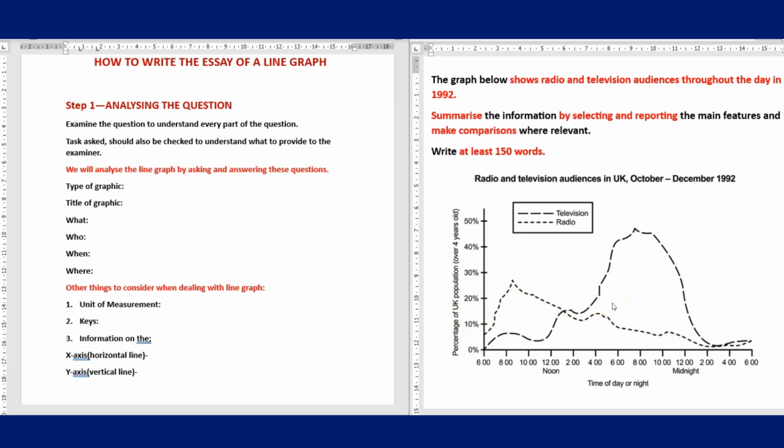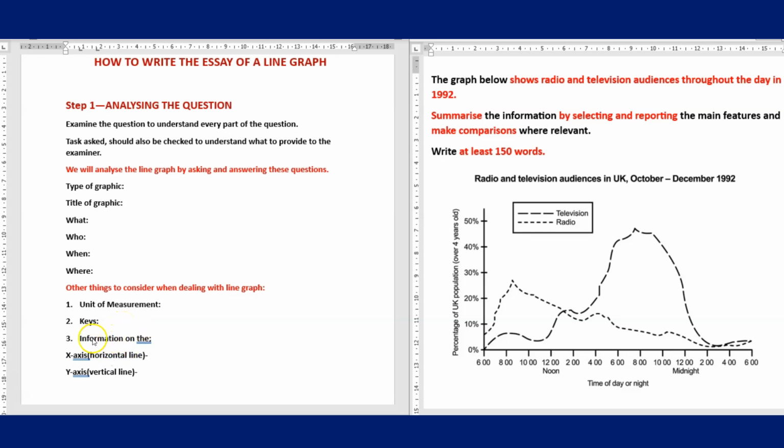So this is how you do your analysis. The analysis will give you more insight. It will also allow you to look at every part of the question even before you start. All right, and now we check the unit of measurement. We know it's percentage. The keys, we have two keys, which are the television, being the longer line, and the radio, being the shorter line.